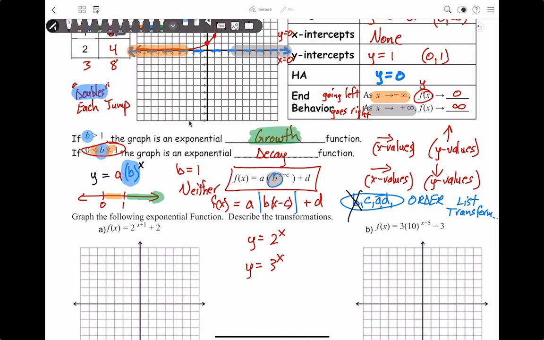So we're going to take that off, and the order that we're only concerned with is CAD. Let me go ahead and list that out. CAD is the order for the transformations.